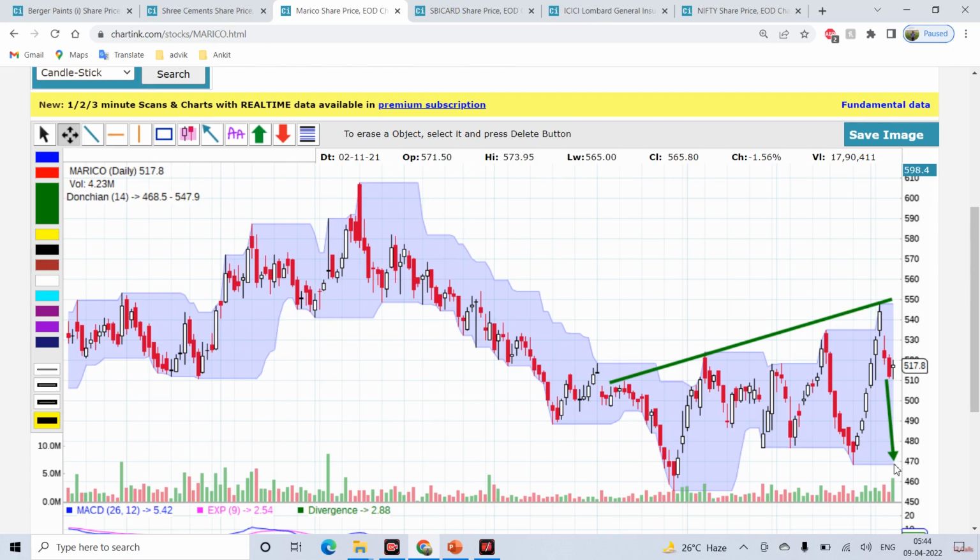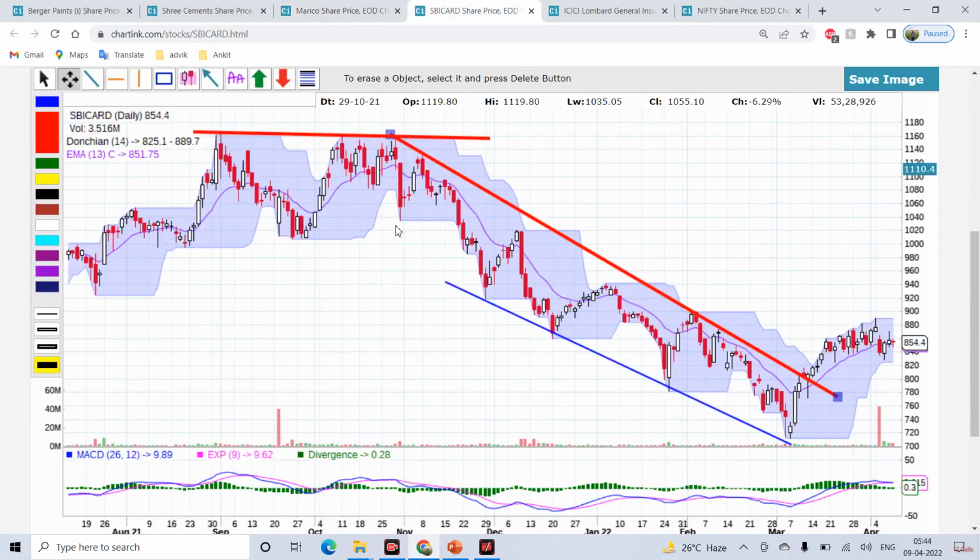Other and better trade would be, one can wait and buy in delivery when it comes to 470 rupees, and keep a few percent stop loss, 4-5%, and wait for a target of again like 500, 550. So buying on the delivery for the long side is a better trade once it comes down to 470. Okay, we'll take another example of SBI card.